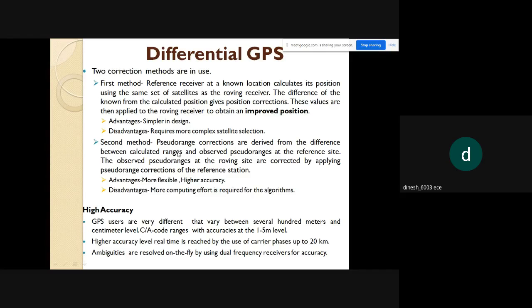The second method for correction is that the pseudo range corrections are derived from the difference between the calculated ranges and observed pseudo ranges at the reference sites. We'll have a reference site, and from that we'll calculate different pseudo ranges. The difference of them will give us the correction to be applied, that is, the observed pseudo ranges minus the calculated ones.